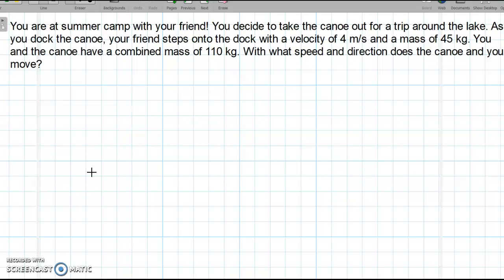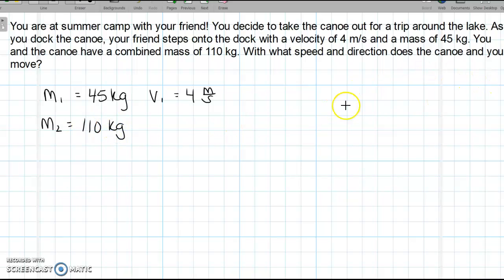All right, so you're at summer camp and your friend decides to step out of the canoe from the lake to step on the dock. So I'm going to call your friend M1, and M1 has a mass of 45 kilograms, and they have a velocity of 4 meters per second. And you and the canoe have a combined mass of 110 kilograms. And with what speed and what direction does the canoe and you move?